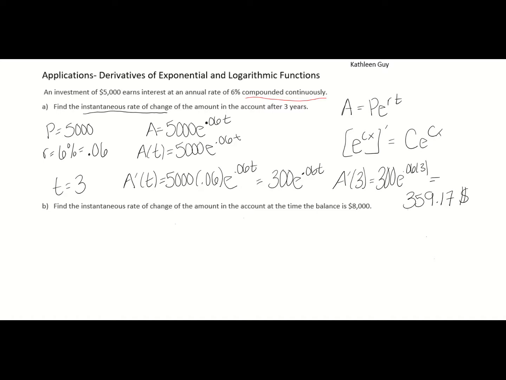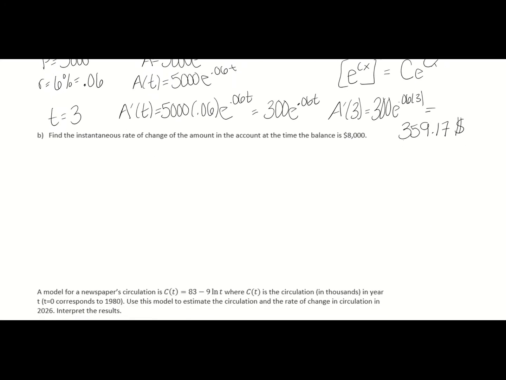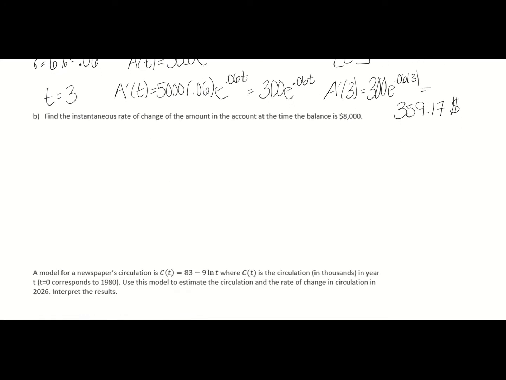Let's look at part B. Find the instantaneous rate of change of the amount in the account at the time the balance is 8,000. Now there are going to be two ways to do this problem. I'm going to show both so you can choose which way makes more sense to you. In this case, they don't give you the time, they give you the future value. They give you what A is.